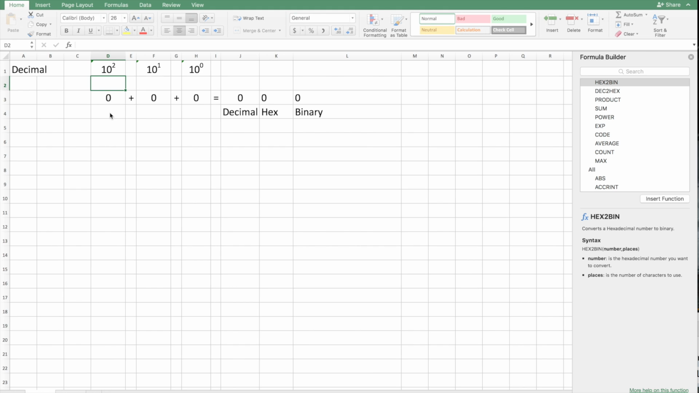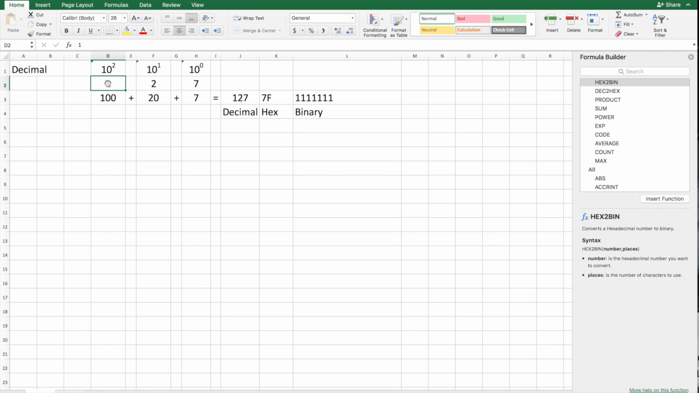Let's take, for example, the number 127. It's going to have a 7 in the 10 to the 0 column. It's going to have a 2 in the 10 to the first power column. And it's going to have a 1 in the 10 to the second power column. Now, of course, I've put little formulas in these cells so that it would automatically calculate decimal, hex, and binary. But you can see what's happening in our numbering system. We normally don't think about it this way, but this is really what's happening.